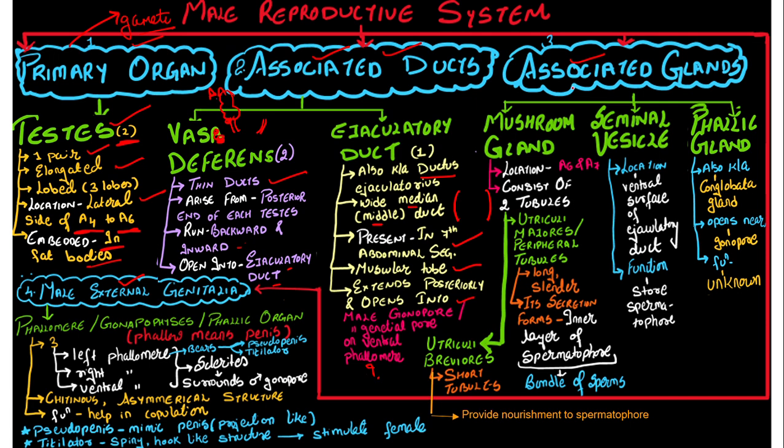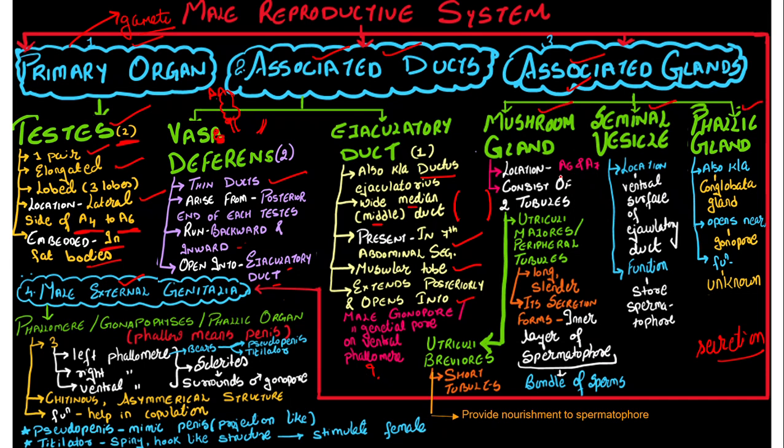Now associated glands will be there. See class, alone sperm won't be able to pass. So we need some medium for it. Now these mediums are called secretion. These secretions are being formed by the glands. So what all glands are present over here? Mushroom gland, seminal gland and the phallic gland.